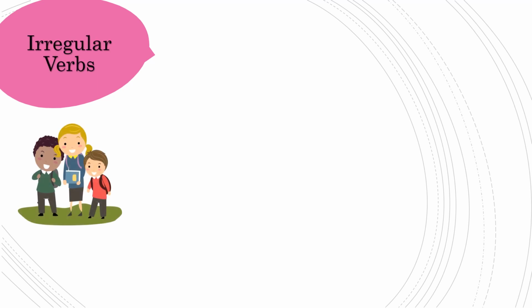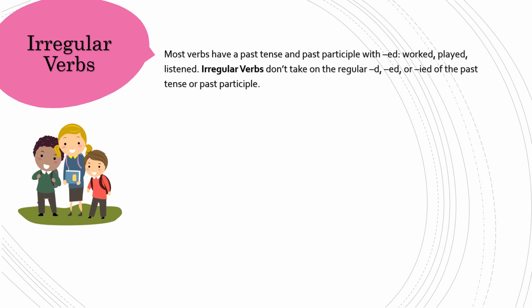Irregular verbs. Most verbs have a past tense and past participle with -ed: worked, played, listened. Irregular verbs don't take on the regular -d or -ied of the past tense or past participle. Many of the most frequently used verbs are irregular.